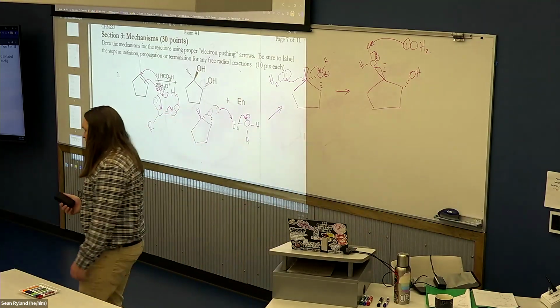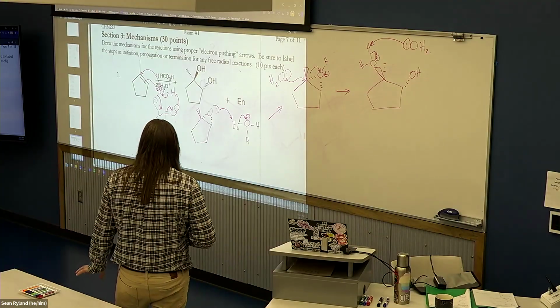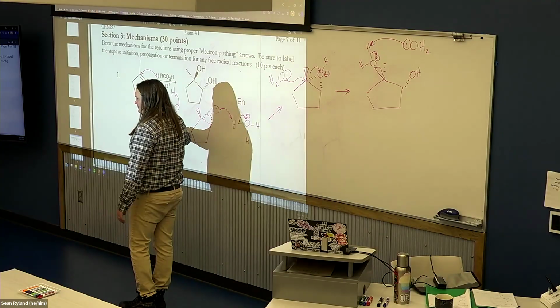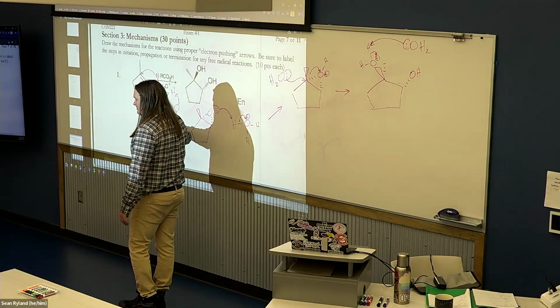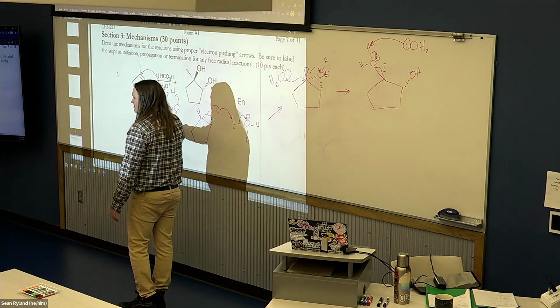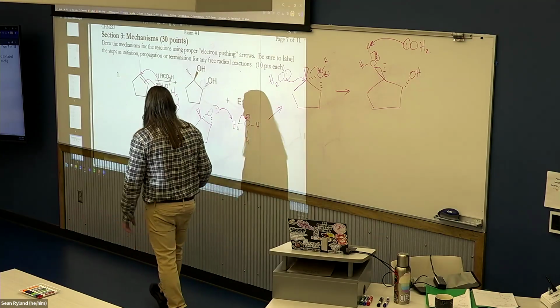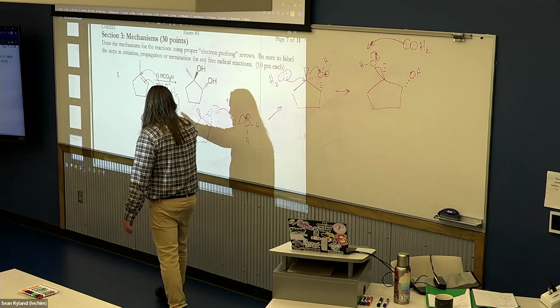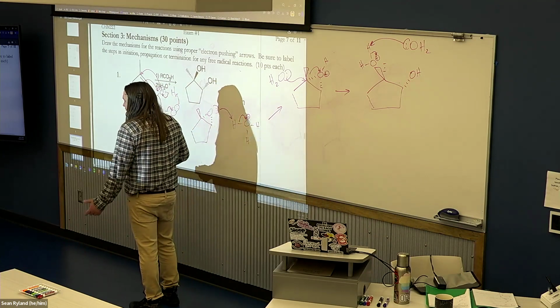And also, just more good test taking strategy. This was a big lift here, right? This was the trickiest part. If you can't come up with that on the test, but you know that you're gonna come up with this, you can hand wave this. It won't be full credit.